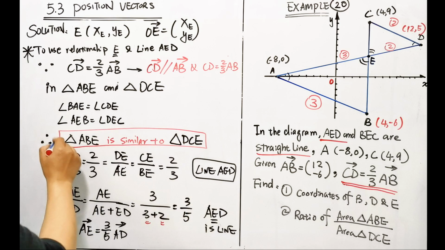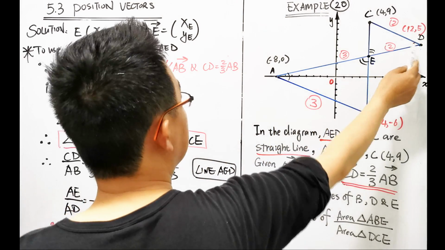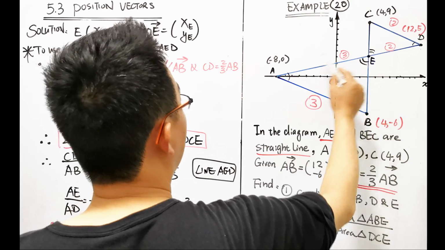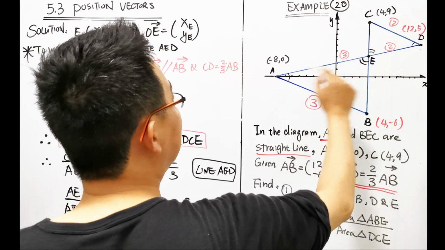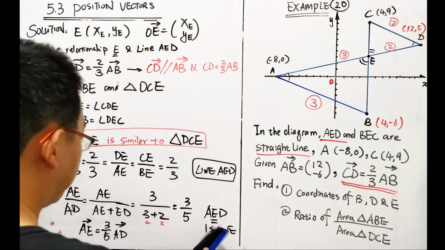These two triangles actually are similar to each other. So from this relationship, we can find out the AE. In terms of ratio, A is 5, and the AD is 5, and the AE is 3. Okay, so we get this relationship. This is clear, right? Okay, let's continue.